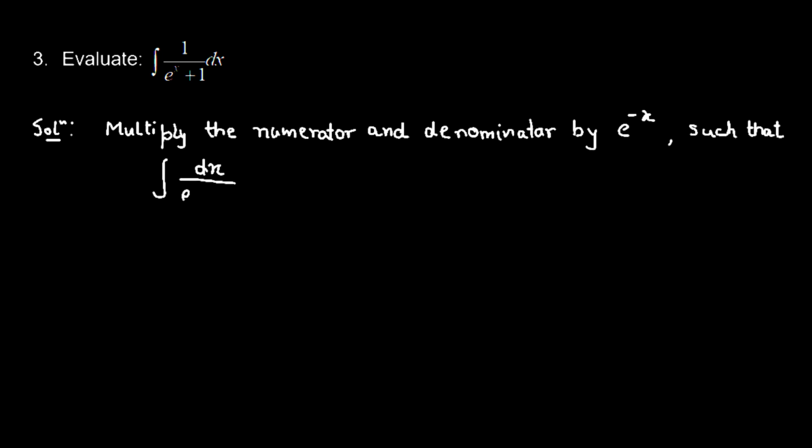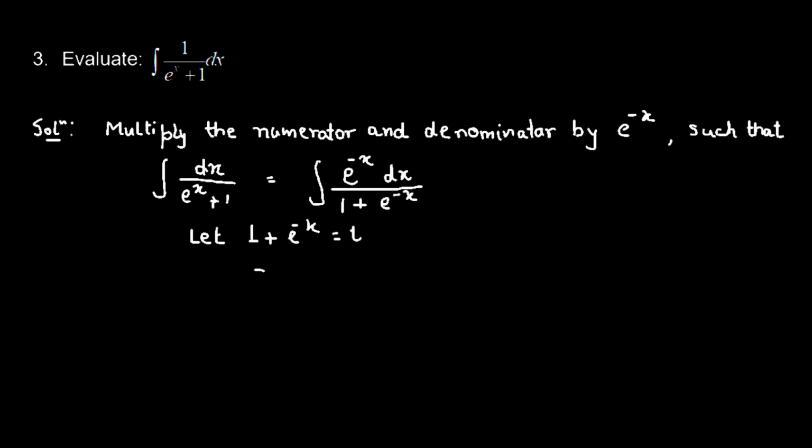the integral of dx over e^x plus 1 can be rewritten as the integral of e raised to the power of negative x divided by 1 plus e raised to the power of negative x, and we're going to integrate it with respect to x. So let this be equation number 1. Now let 1 plus e raised to the power of negative x be equal to t. So we're going to differentiate both sides with respect to x, and that should give us negative e raised to the power of negative x dx is equal to dt.